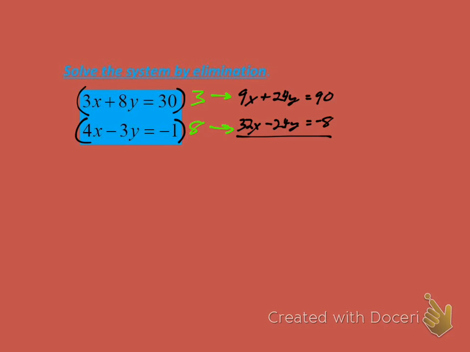Then you add those up. So 9x plus 32x gives you how many x's? 41, good. 24y minus 24y gives you how many y's? 0. That's what you need to have happen. Equals 90 minus 8, 82. Divide by 41. And x equals 2.